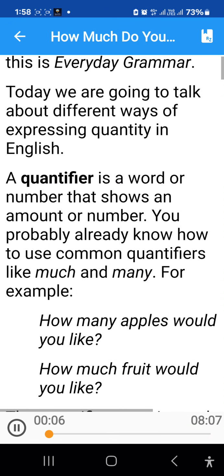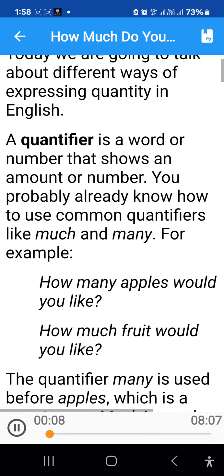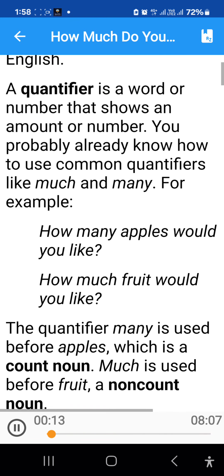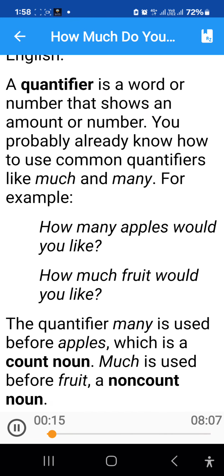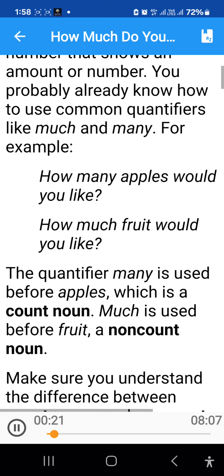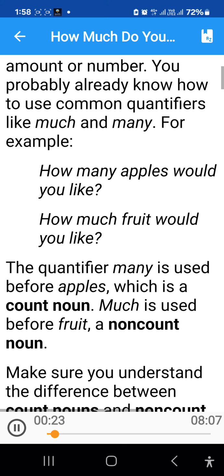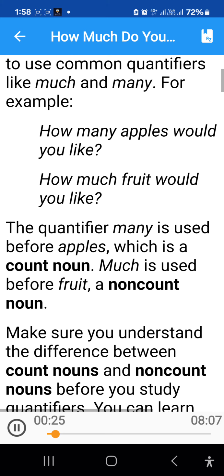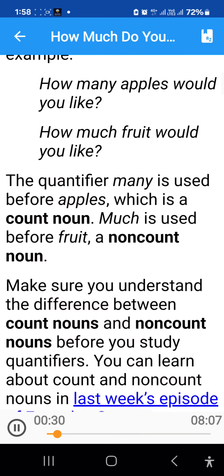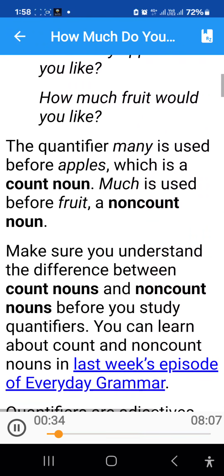Today, we are going to talk about different ways of expressing quantity in English. A quantifier is a word or number that shows an amount or number. You probably already know how to use common quantifiers like much and many. For example, how many apples would you like? How much fruit would you like?